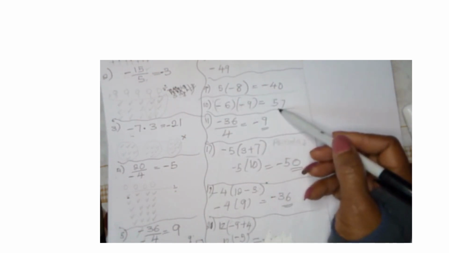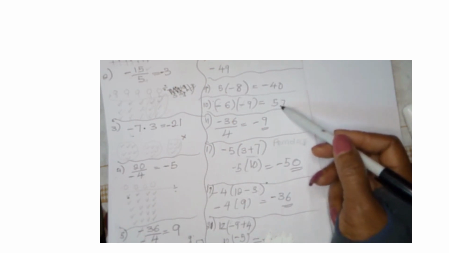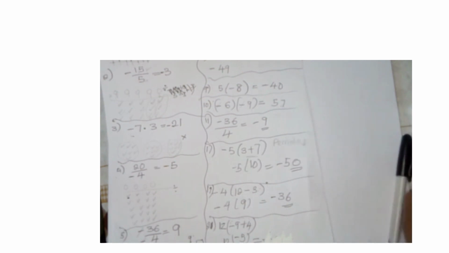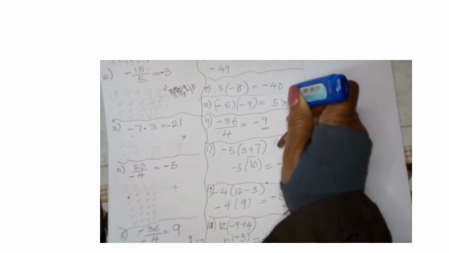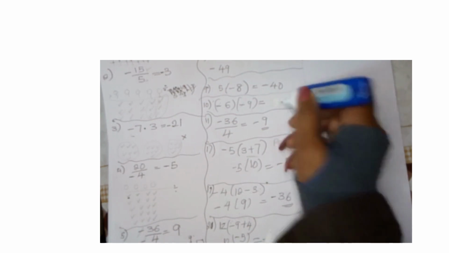Where did I get 49? 47? 50. 57. No, this is wrong. Negative 6 times negative 9 is not 57. That's a mistake, okay?